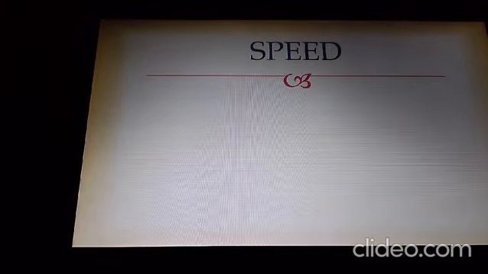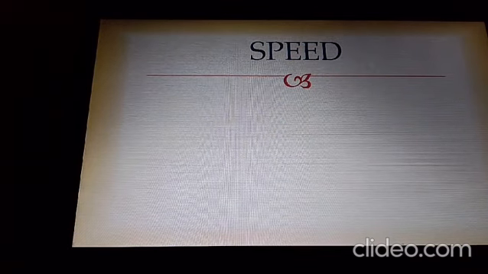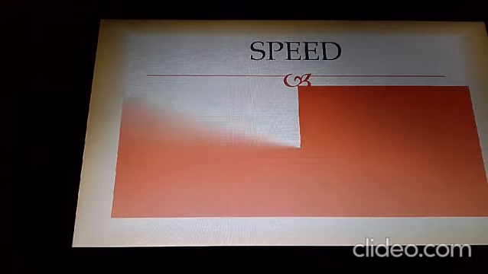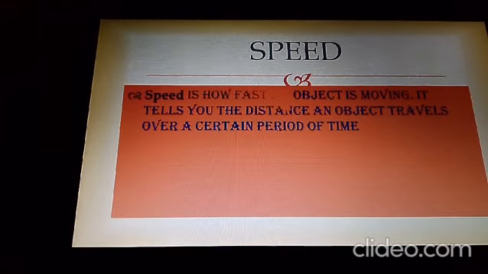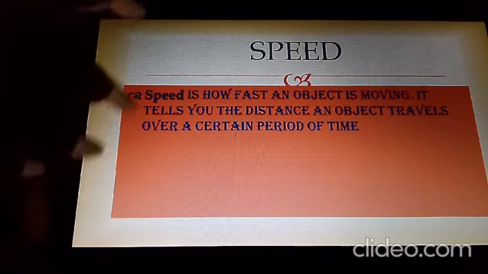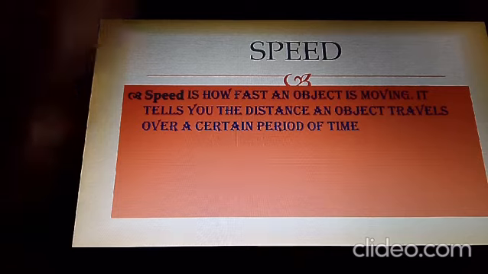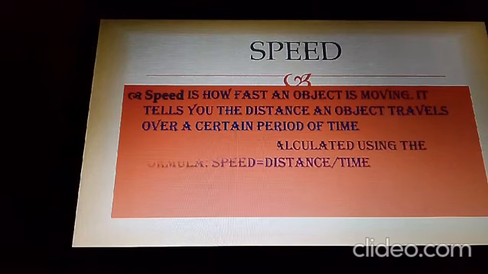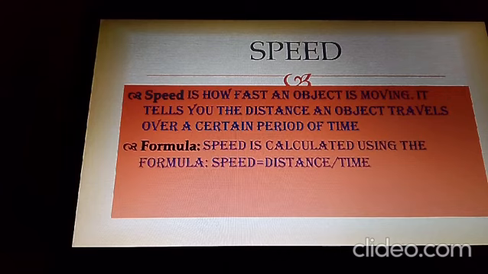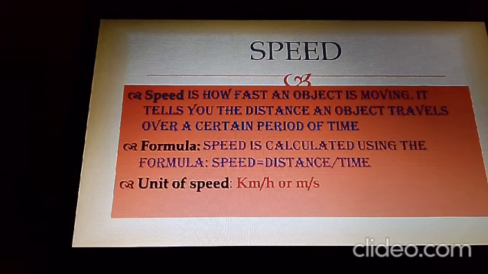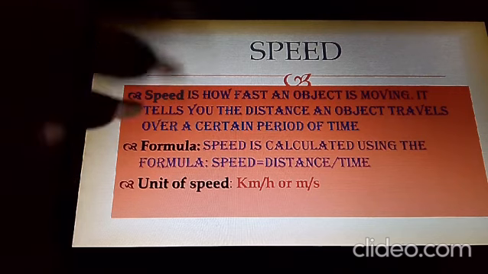Now the other one is speed. What is speed? Speed can be defined as how fast an object is moving. It tells you the distance an object travels over a certain period of time, meaning in a particular time how much distance an object covers. We can calculate the speed by using the formula speed equals distance over time, and the unit in which we measure the speed is kilometer per hour or meter per second.